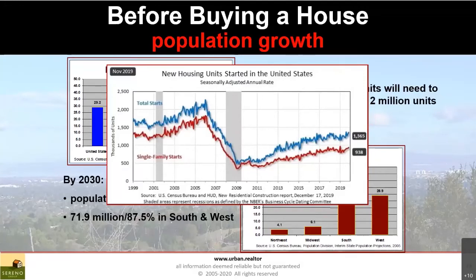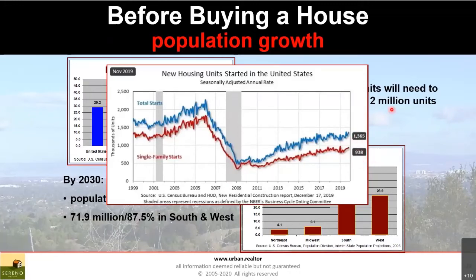and we see new housing units started, we see the blue, which is total units and single family home. We see that the total units, both multifamily as well as single family, are about 938,000 a year, and we have a total of 1.6. So we have roughly about 400 multi-unit.